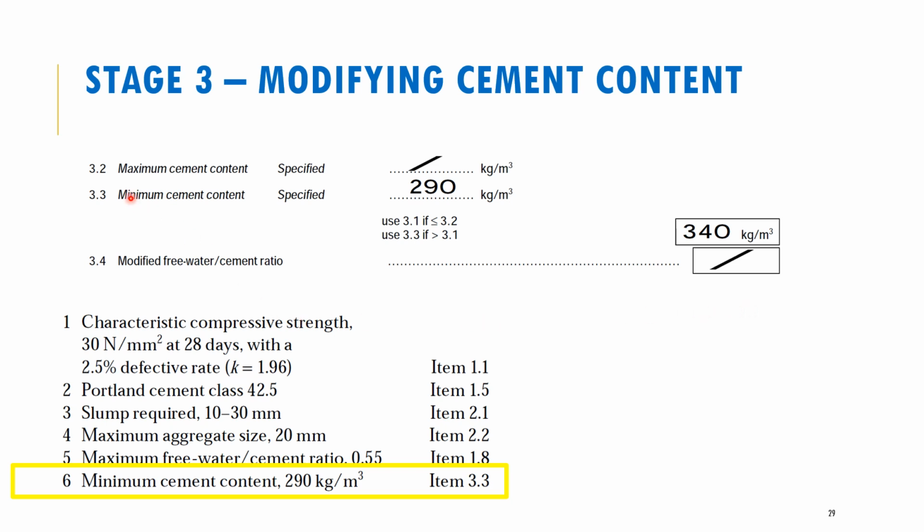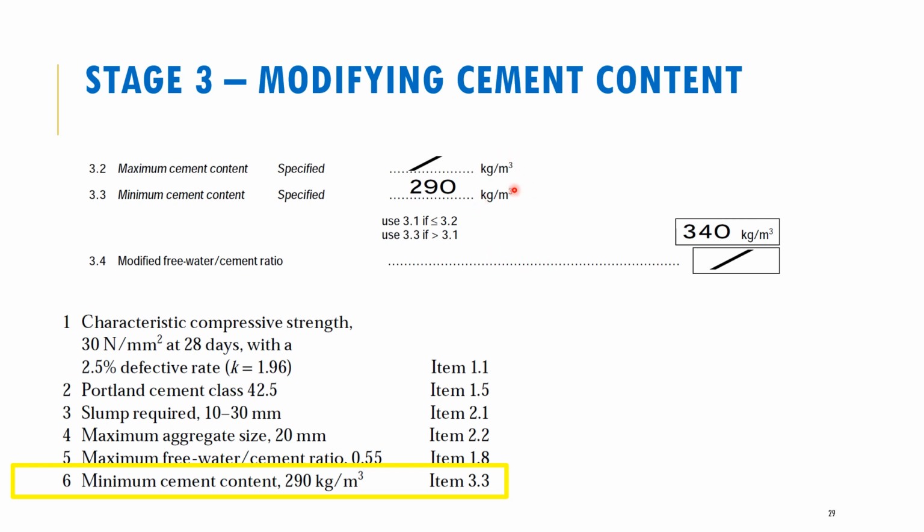The second step, I should say the second and the third step, and also the fourth step in stage 3 concern any modifications that we need to do to our cement content. So the minimum cement and modifications would need to be done based on information provided by the client. So in this case, the client has specified that the minimum cement content is 290. You can see that highlighted box over here. That's information that I got from the client. 290 kilograms per meter cube. That's the minimum cement content. There's no maximum content that's specified by the client. Hence why I don't have anything over here.